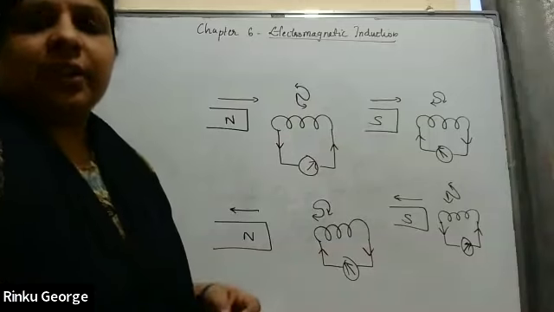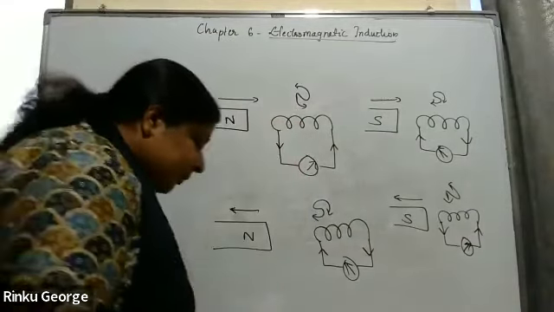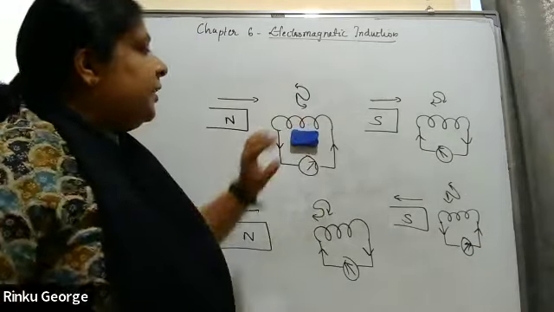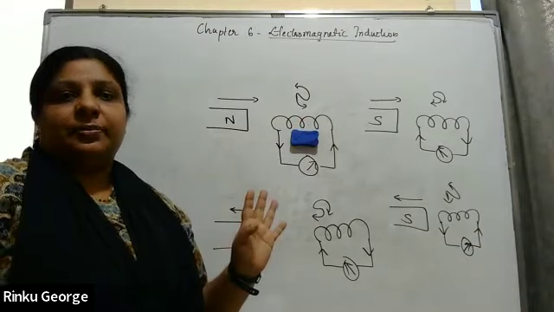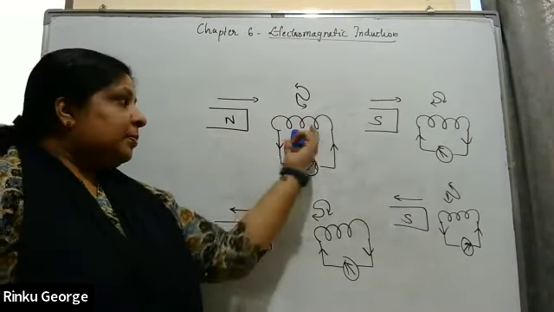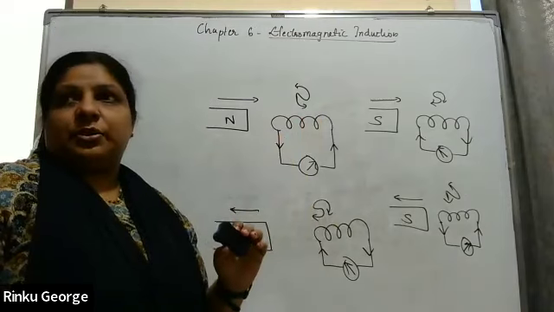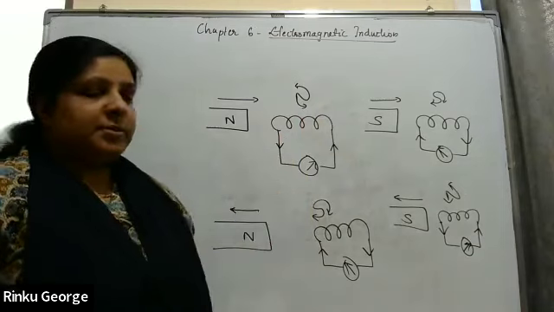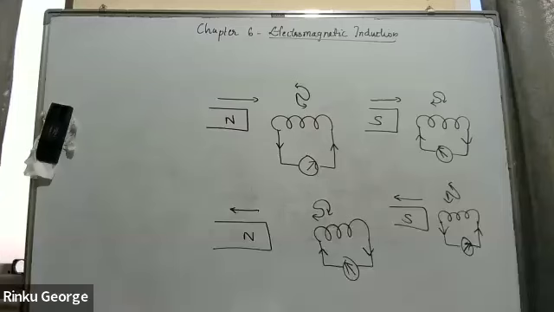That's it. Now, can you tell me, if I keep the magnet inside the coil, will current be induced? No. There should be a relative motion between the magnet and coil. Then only current will be induced. Clear, right? Okay, so draw these 4 diagrams. Draw the diagrams first.